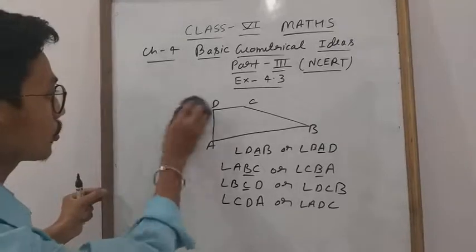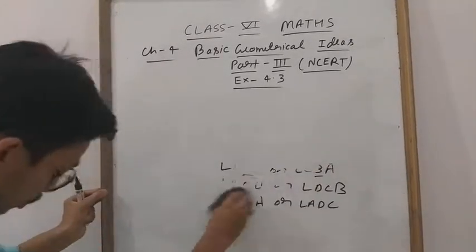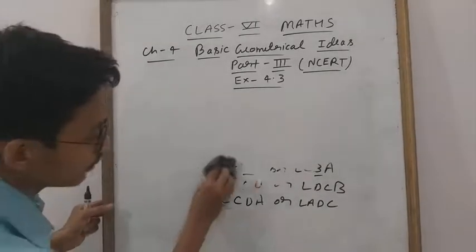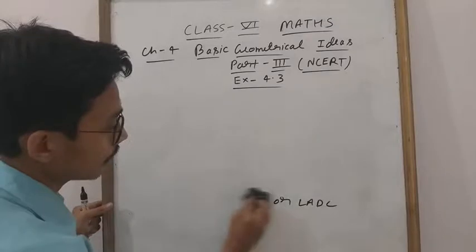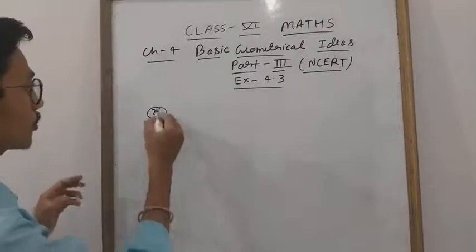Now question 2 is given. See, you will read out question 2. What is given in question 2? In the given diagram, we have to find out which point lies in the interior and which lies in the exterior. So everyone knows interior, exterior. I will explain. Okay. For example, this is question number 2.